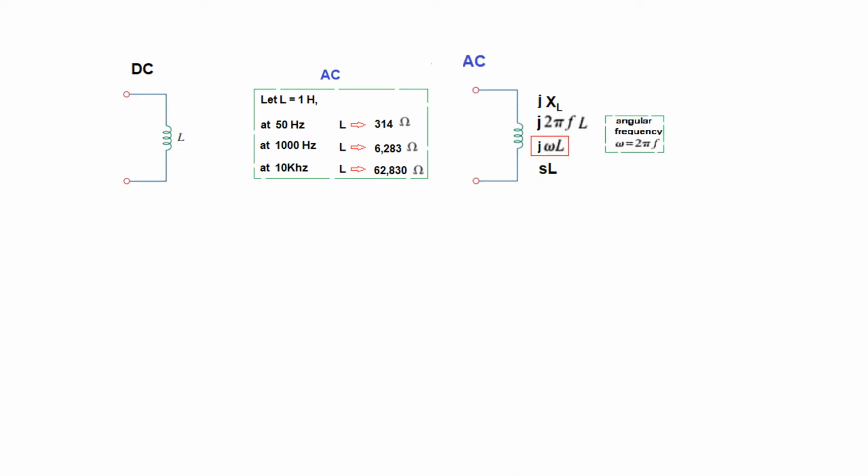And so it is dealt with these 4 or 5 names. First is jXL, and I'm sure you have learned XL is the inductive reactance. So XL is inductive reactance. With that we add j, then this will become the impedance of the inductor. And XL is also written as 2 pi FL. So it can be written as j2 pi FL.